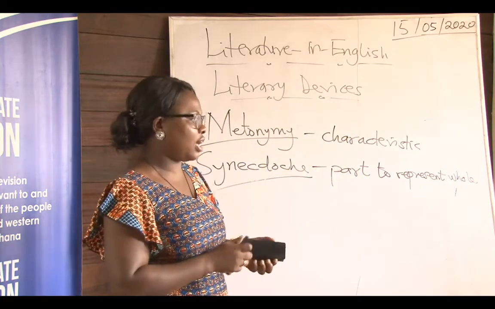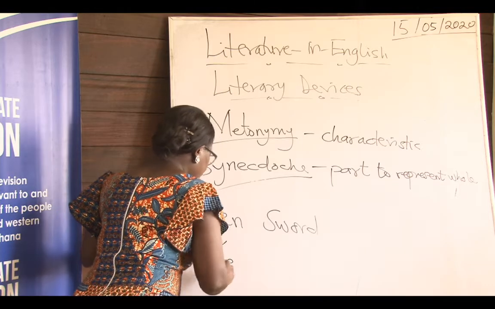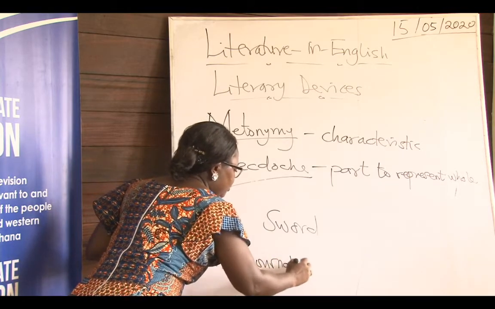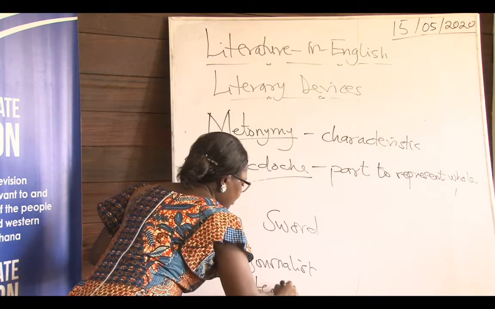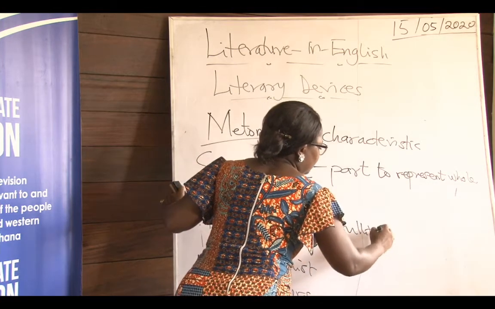Now, let's go to our examples. The first example is: the pen is mightier than the sword. Here, the pen and the sword are used in the form of metonymy. Here, the pen refers to all those that write. So we can say journalists, teachers, and then the sword will be military aggression.